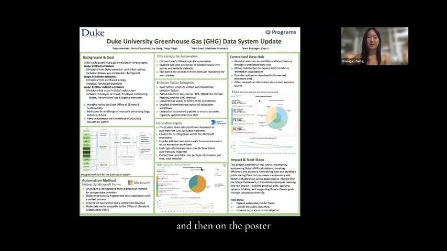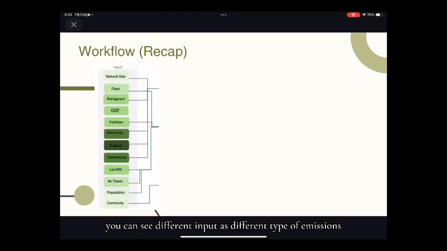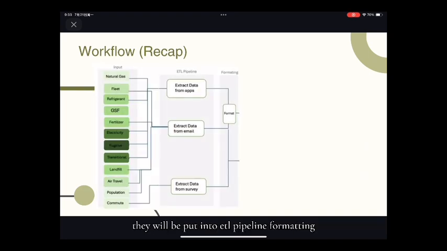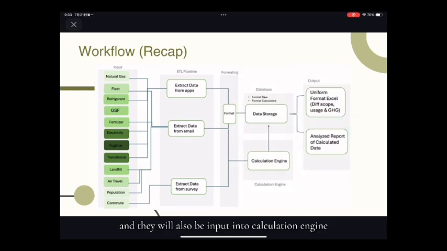And then on the poster, you can see there is a graph as our design workflow for our automation system. On the left, you can see different inputs as different types of emissions. They will be put into an ETL pipeline, formatted, and input into a database. And they will also be input into a calculation engine and calculate a certain value like greenhouse gas. And then they will be output into different Excels for our team lead to analyze.